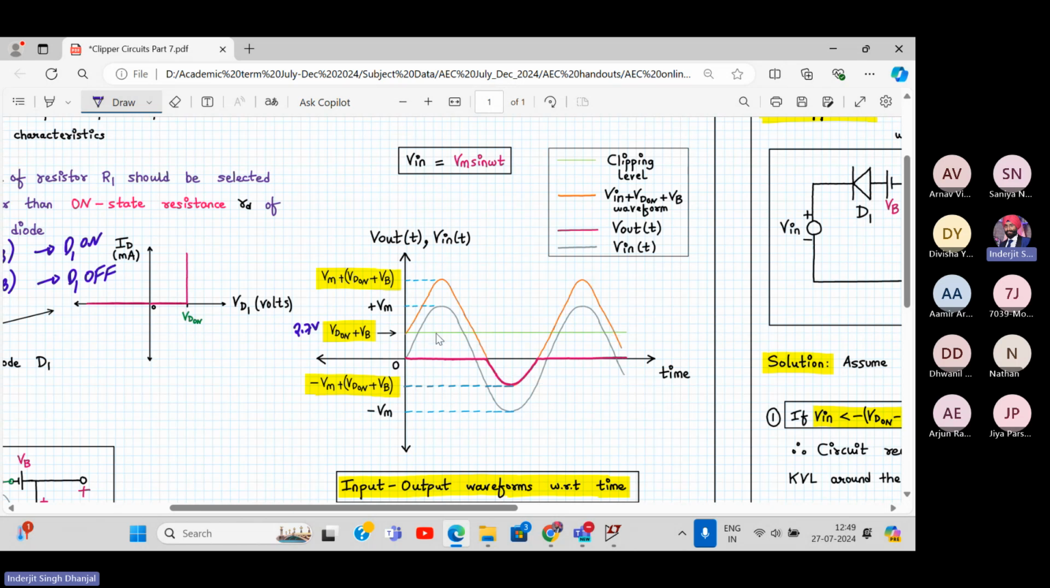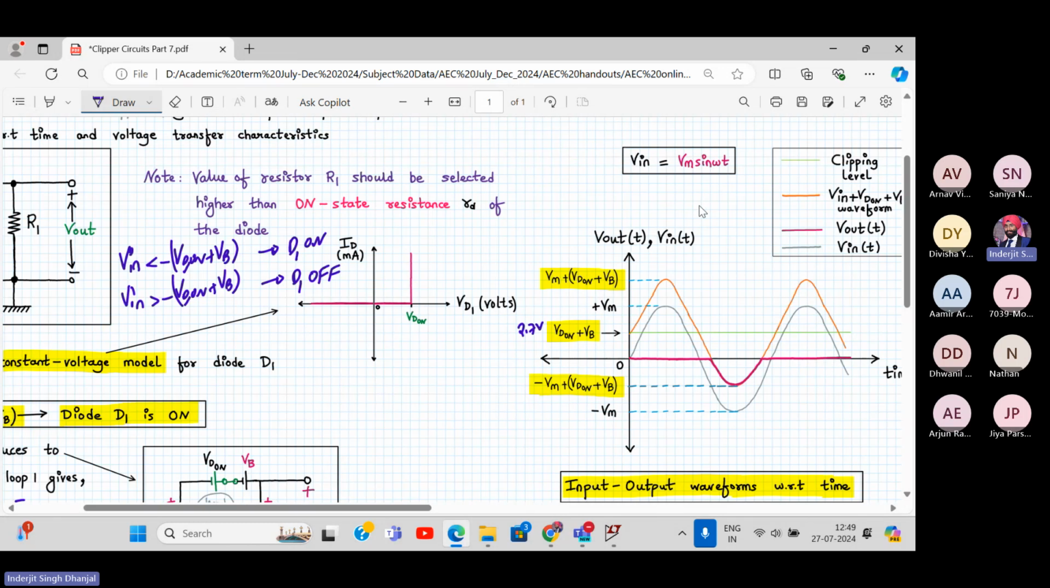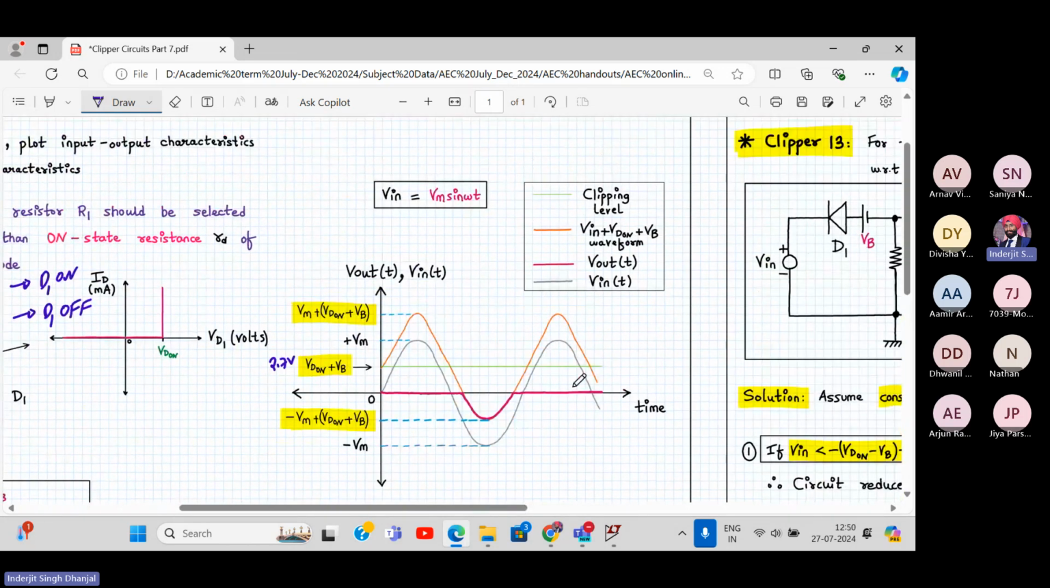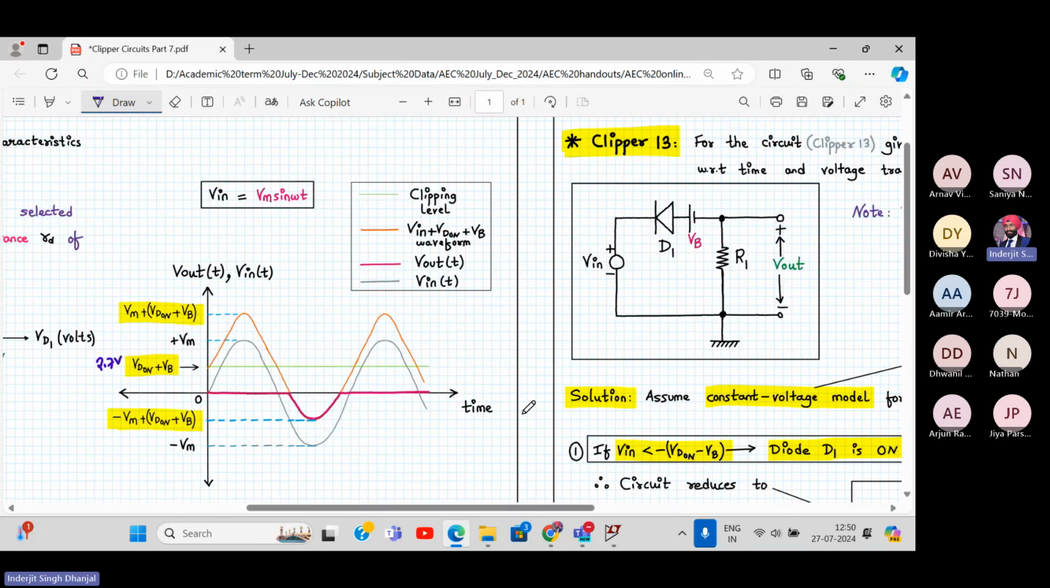Okay. Now, what are the conditions? V in less than minus 2.7. So this is 2.7. Here it will be minus 2.7. So V in greater than minus 2.7, output will be 0. So here it is 0. If it is less than that, then output will follow this orange color curve, which is V in plus VD on plus VB line. Are you understanding? Hello? You're following this? Yes. I hope you are able to hear me.